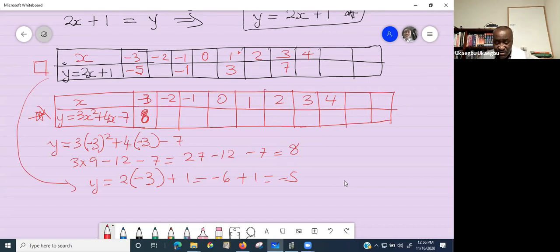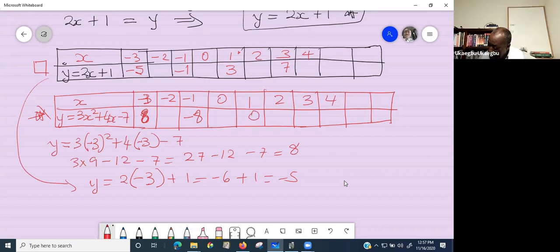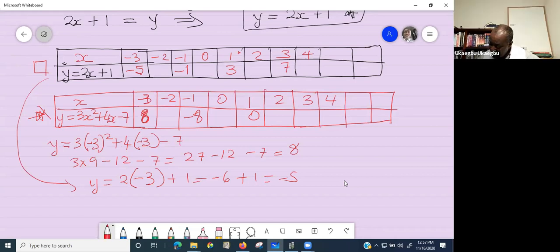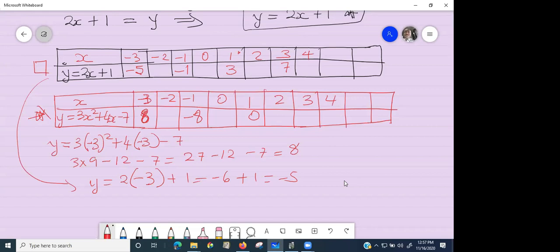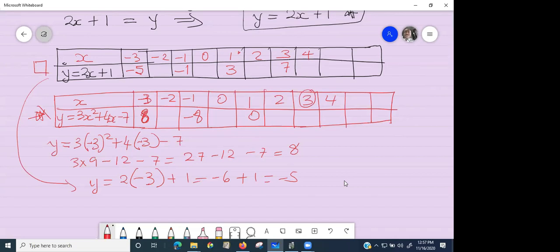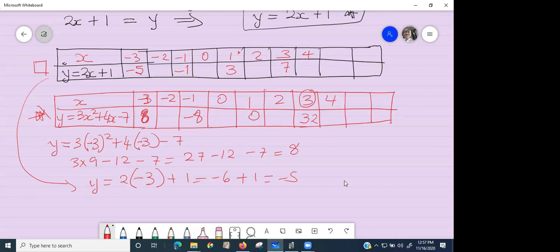Okay, so now let's go to the second table. So what is the value of y when x is negative 1 on the second table now? Negative 8. Okay. How about when x is 1? It's 0. Do we all agree? Yes. Okay, I'm going to write 0. How about when x is 3? 32. Who agrees? Who also got 32? I got 32. All right.